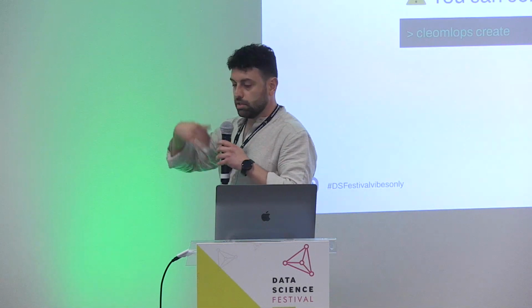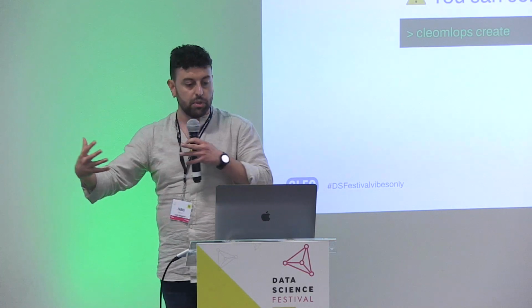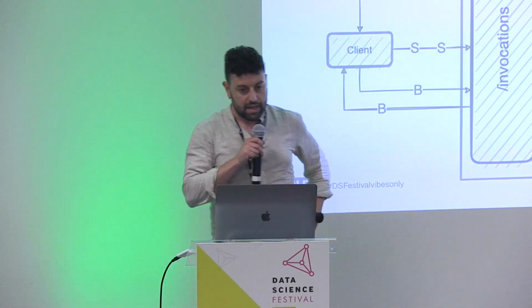You can configure way more things, Docker labels, a lot of other stuff. For this reason, we have created a CLI, and there is this command, Cleo MLOps create. It is creating just a skeleton project with all the files that you need and that you can configure, and you just have to do whatever you want with the files that we have. This is a very interesting feature that we have. This is a new one.